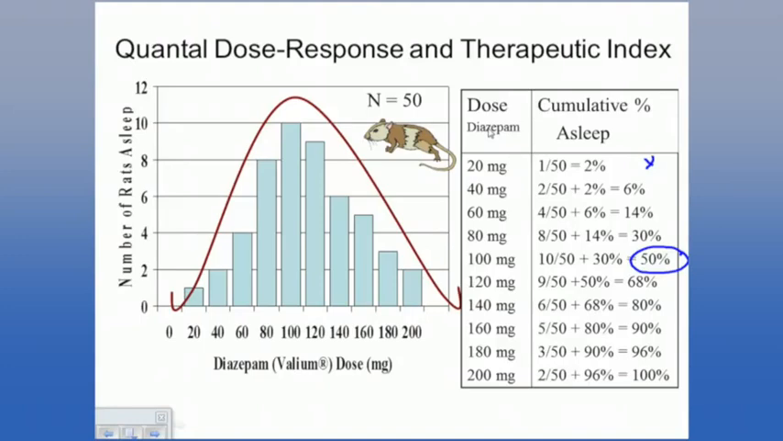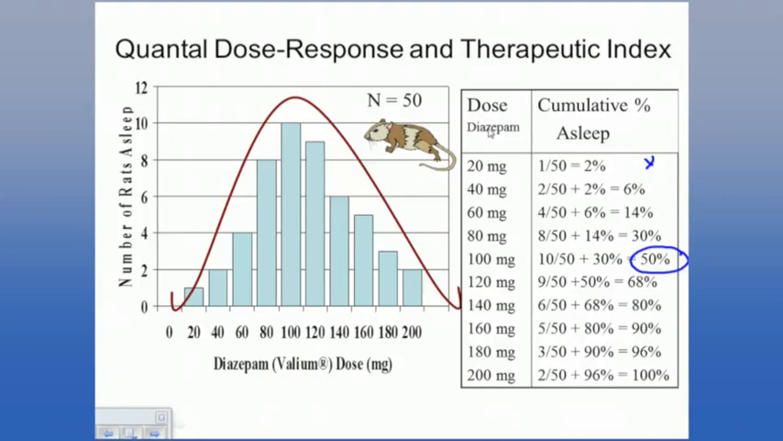You're giving diazepam to make these animals sleepy. And we calculate the EC50 in exactly the same way, where 50% of the animals have the effect that we want. And the dose at which 50% of the rats were asleep was 100 milligrams.